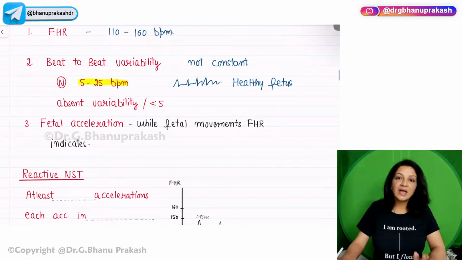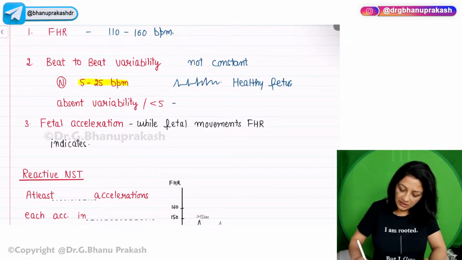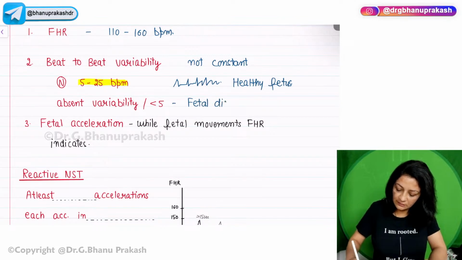Second one, if the absent variability, अगर आपको फाइंडिंग्स मिल रही है absent variability and less than 5, it means fetal distress.